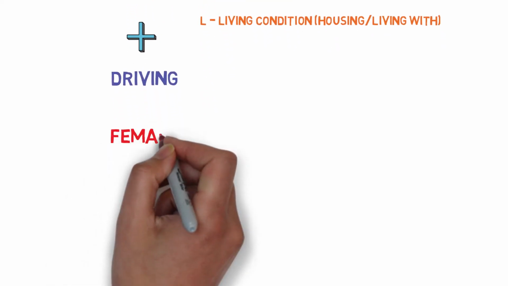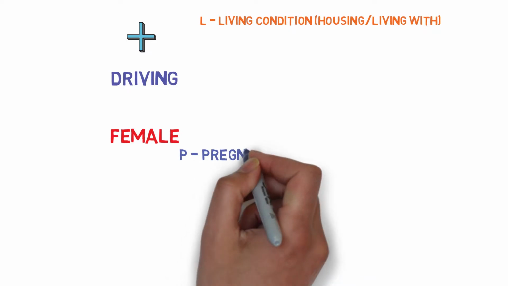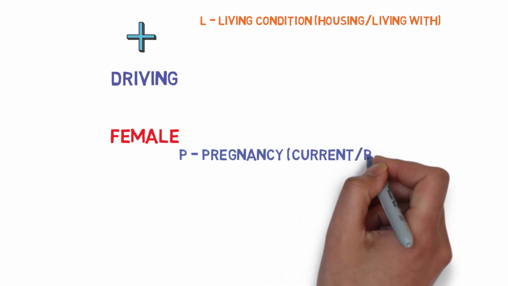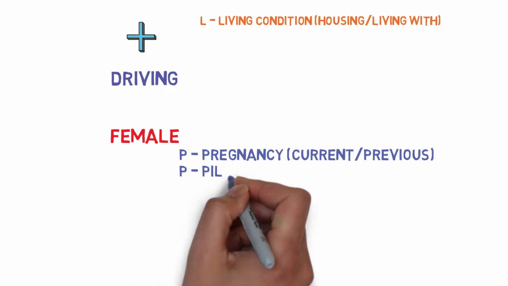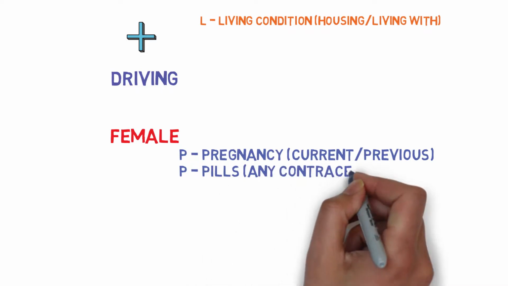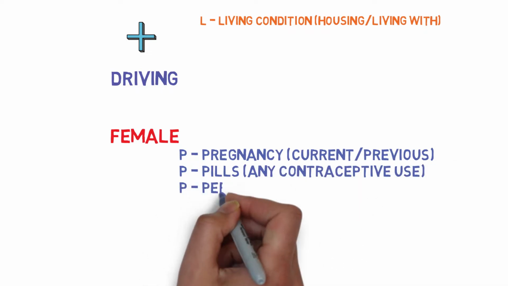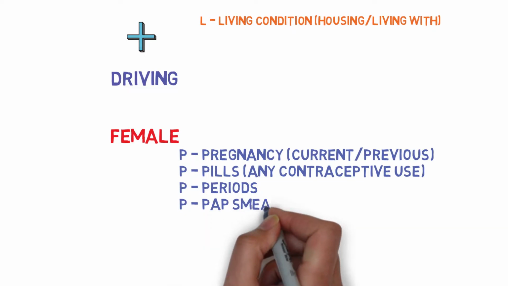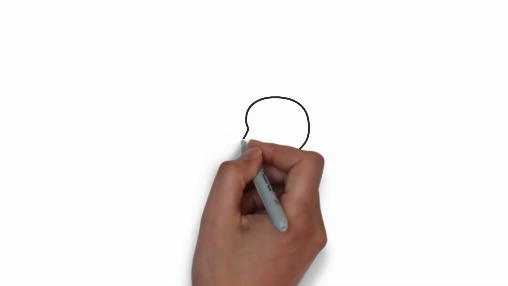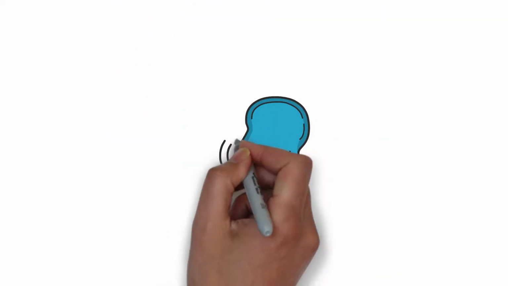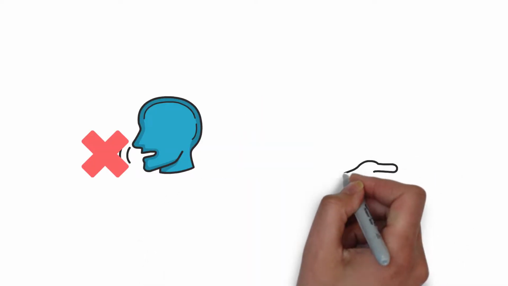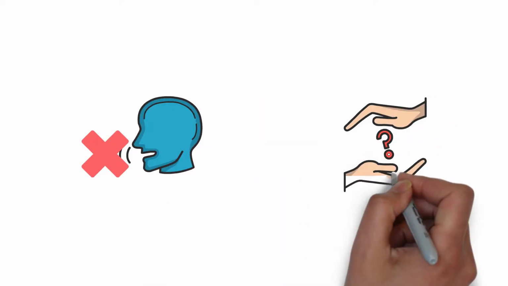In females, ask for 4 Ps. P for pregnancy, we will ask for current or any previous pregnancy. P for pills, means we will ask for any contraceptive use. P for periods. P for pap smear. Asking every question would be unnecessary in history taking. Instead, only pertinent ones should be asked.